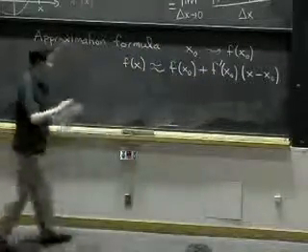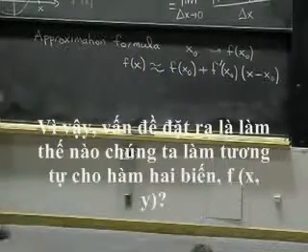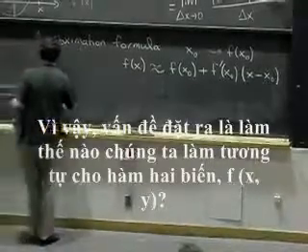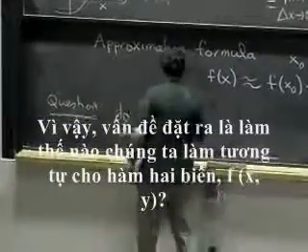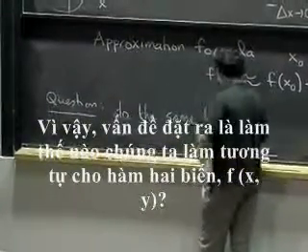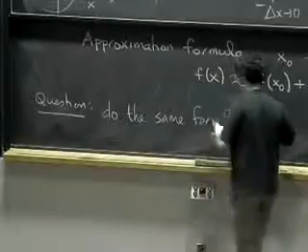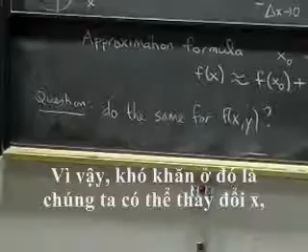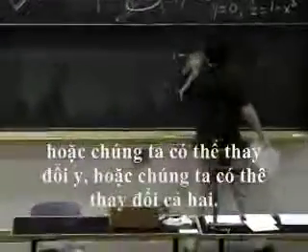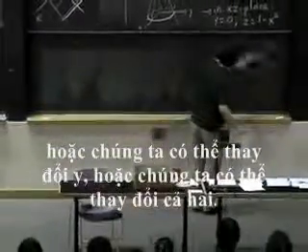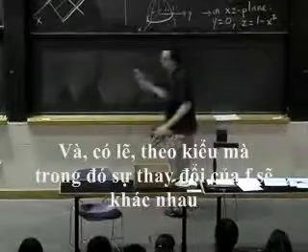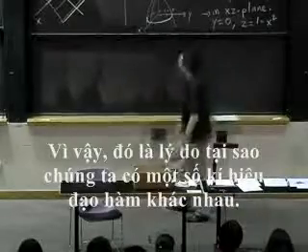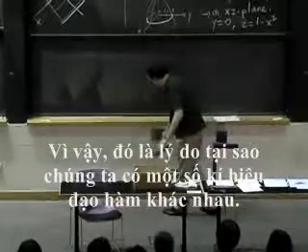So the question is, how do we do the same for a function of two variables, f of x, y? The difficulty there is we can change x, or we can change y, or we can change both. And presumably, the manner in which f changes will be different depending on whether we change x or y. So that's why we have several different notions of derivative.